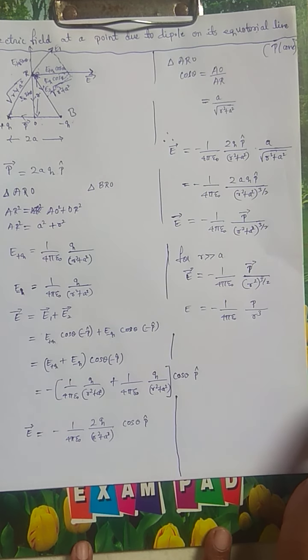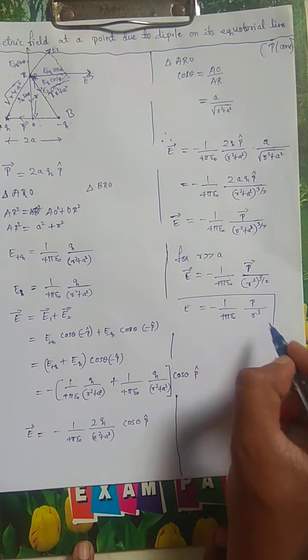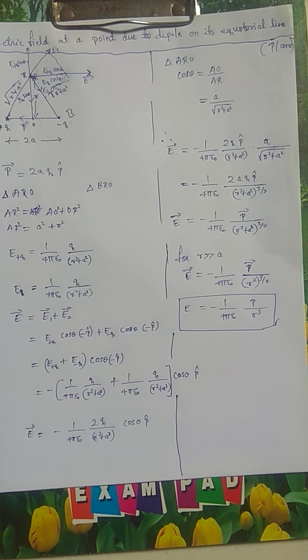This is what the value is. This is the electric field due to a dipole on its equatorial line.